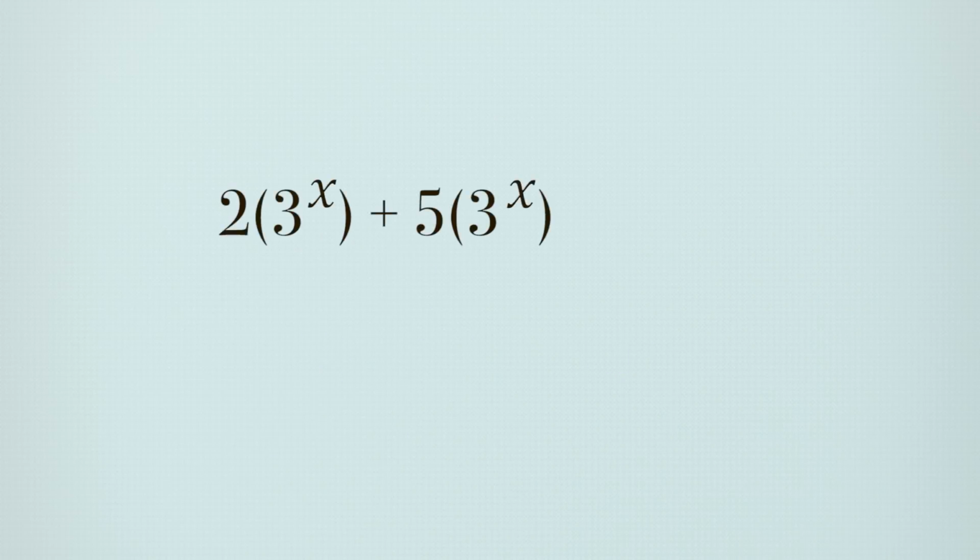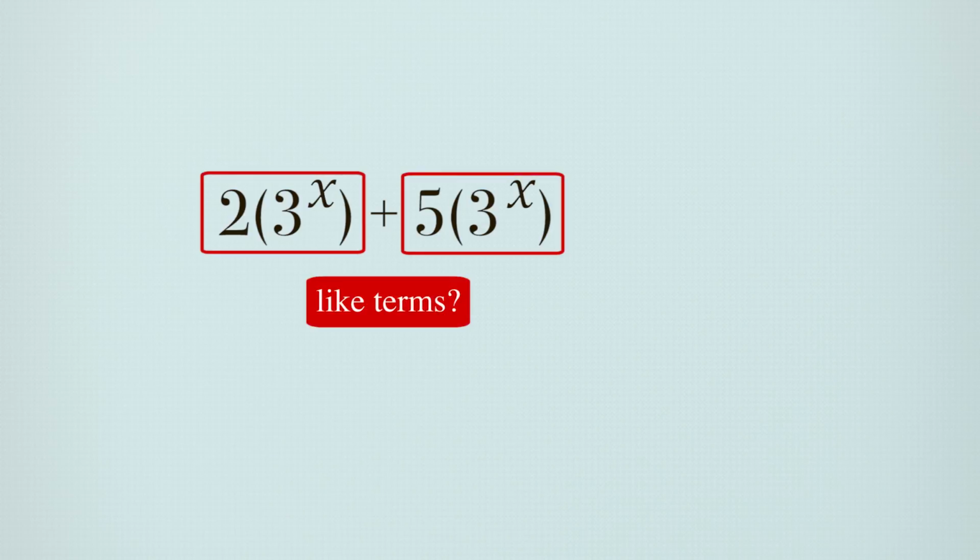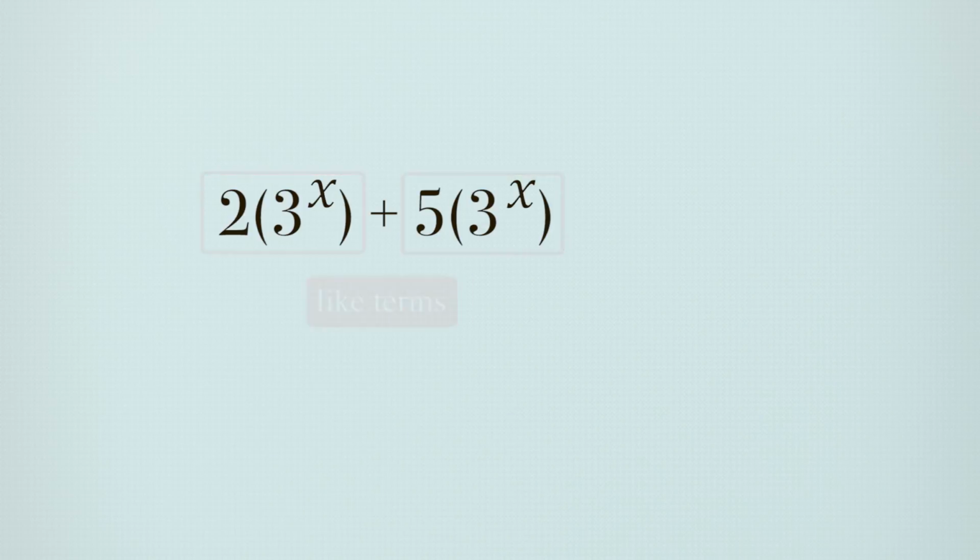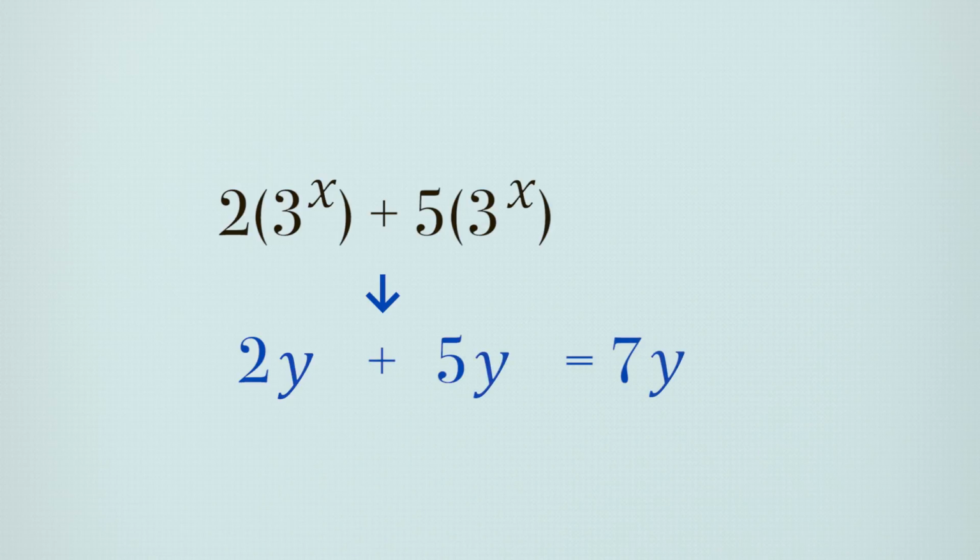Now let's try to simplify this expression. First, are these like terms? Yes, both terms contain 3 to the power of x. If we represent 3 to the power of x as y, we can add the two terms to get 7y. So we add the like terms to get 7 times 3 to the power of x.